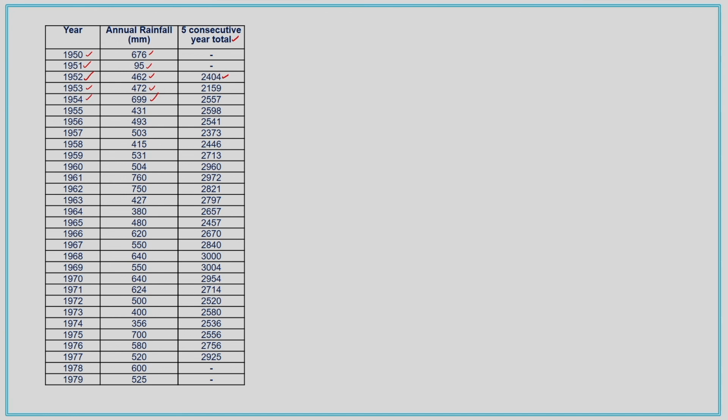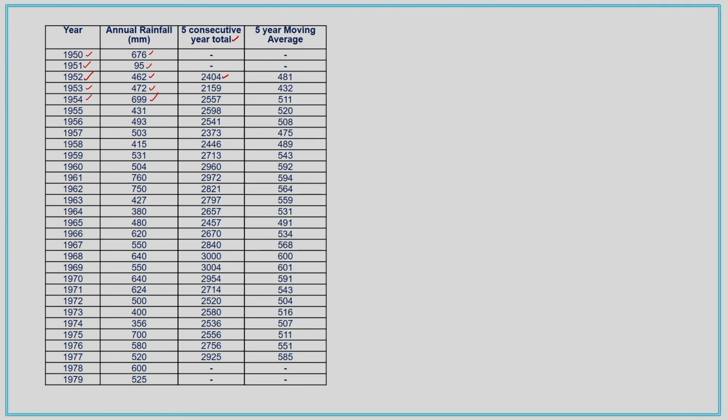Now, this is the total. Next we need to calculate the average value. What will we be doing? We will be dividing the 5 consecutive year total by 5, so we will be getting the 5-year moving average. Look at the end of the table, corresponding to 1978 and 79. We do not have the moving average there, because for calculating the 5-year moving average we do not have the data below that. So we have to stop here at 1977.